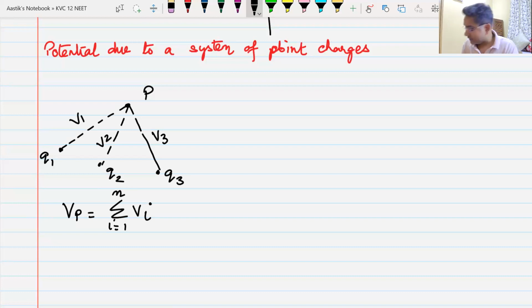Do we understand this, everyone? Yes, sir. Yes or no? Okay, so potential is easier to calculate because you just have to add or subtract it just like numbers. Electric field was difficult because you had to also look for the direction of electric field. So let me now give you some problems of this type. Are we ready? Yes, sir. Potential due to a system of charges.